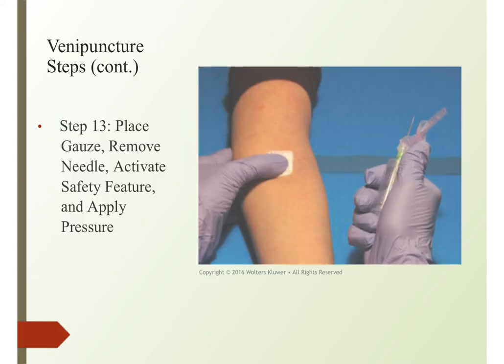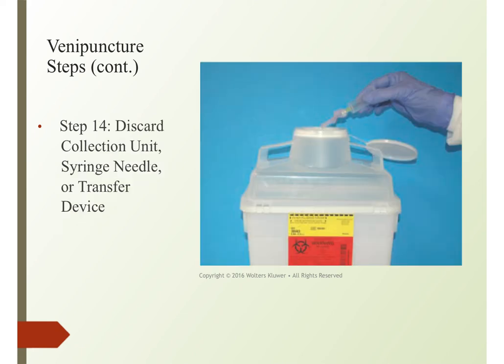We're going to put our gauze, activate the safety, apply pressure. You're going to hold pressure there for at least 1 minute, because if you don't, you're helping a bruise or a hematoma form. It is the phlebotomist's job to make sure that patient has stopped bleeding before they get up from your chair, okay? We're going to talk a lot about this, okay? It is very important.